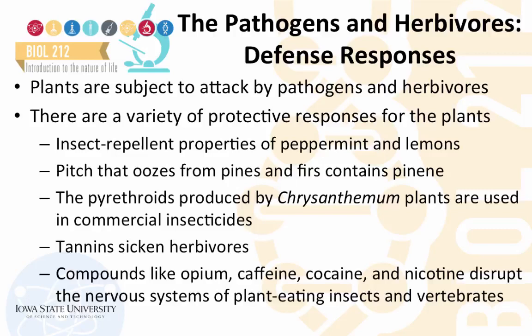Some examples include insect repellent properties of peppermint and lemons. Pitch that oozes from pines and firs contains pinene. The pyrethroids produced by chrysanthemum plants are used in commercial insecticides. Tannins sicken herbivores. Compounds like opium, caffeine, cocaine, and nicotine disrupt the nervous systems of plant-eating insects and vertebrates.